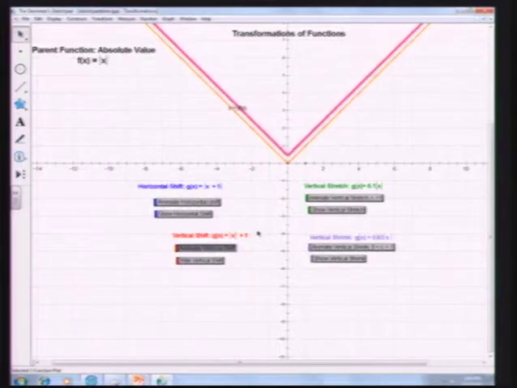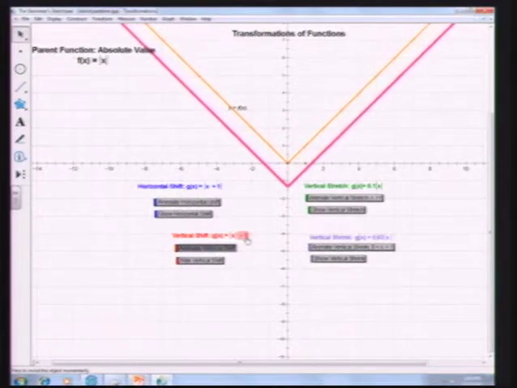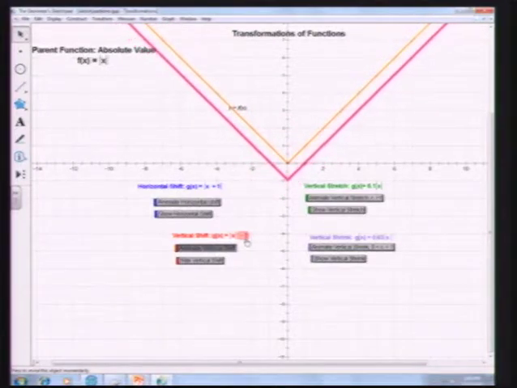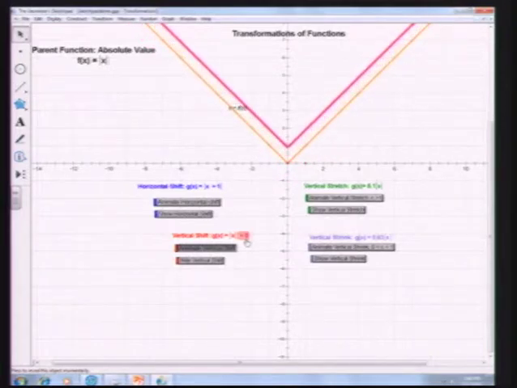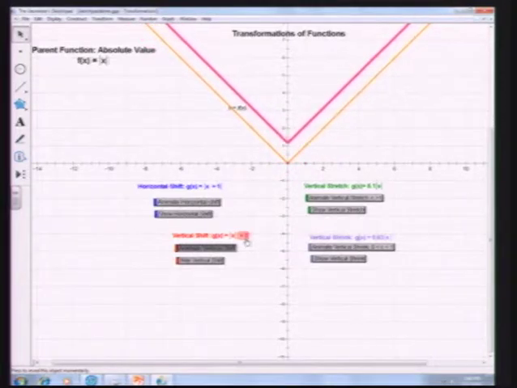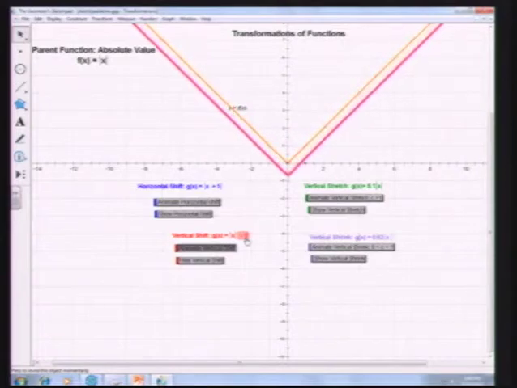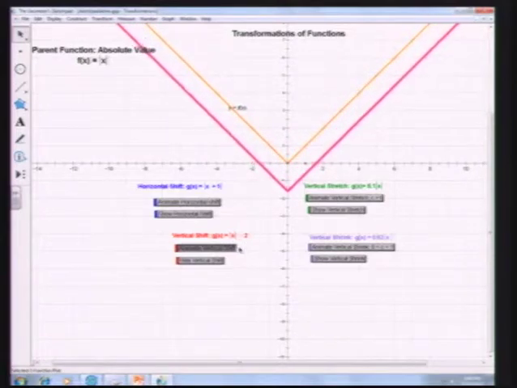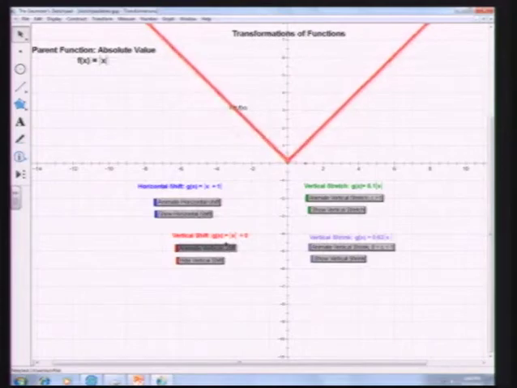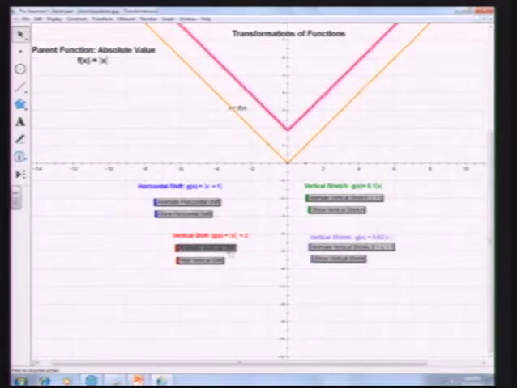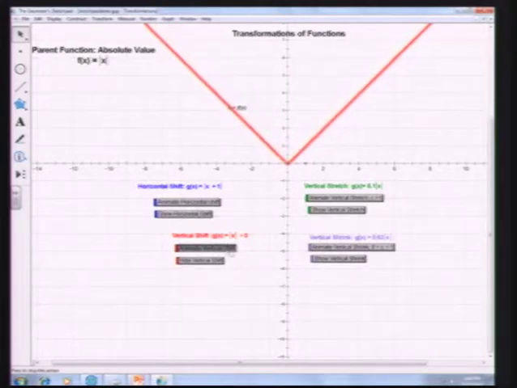Also, I want you to take note of the actual effect of the constant, and you will also see after it crosses the origin how we have a downward shift. So this is one of the transformations that we will discuss throughout this section, which is a vertical shift.